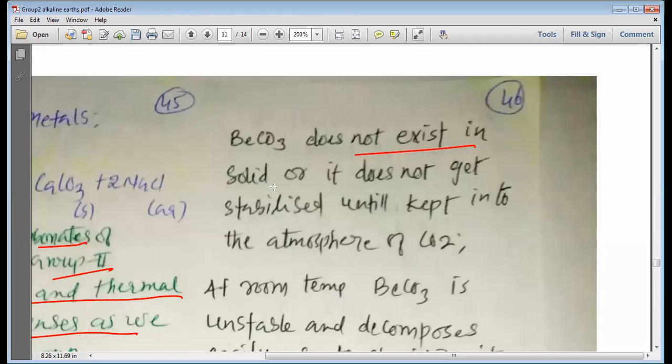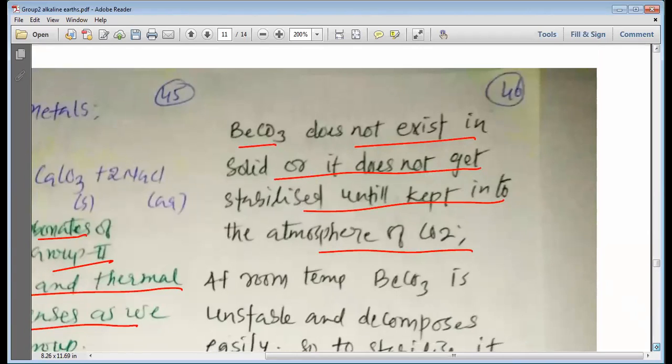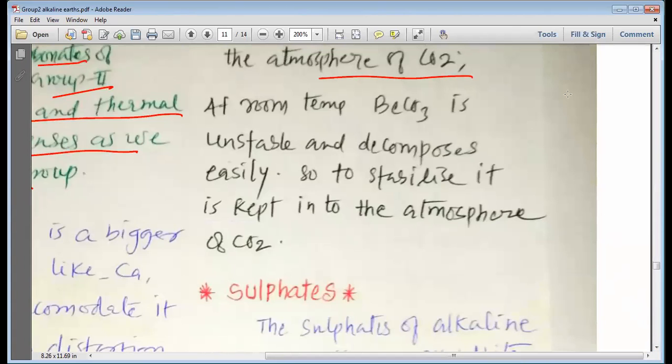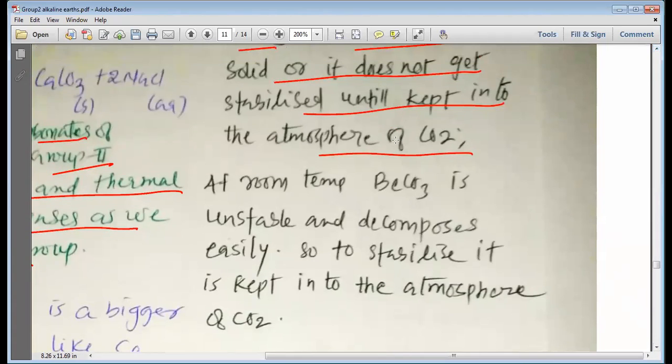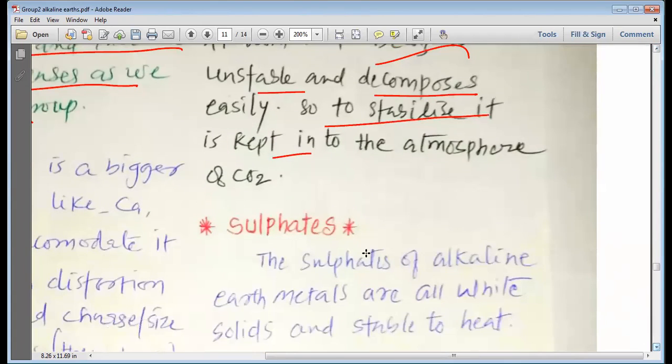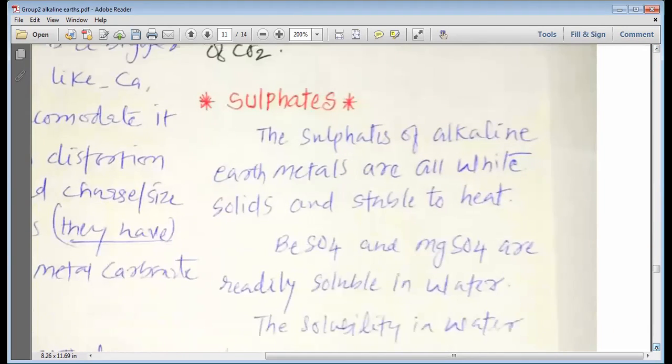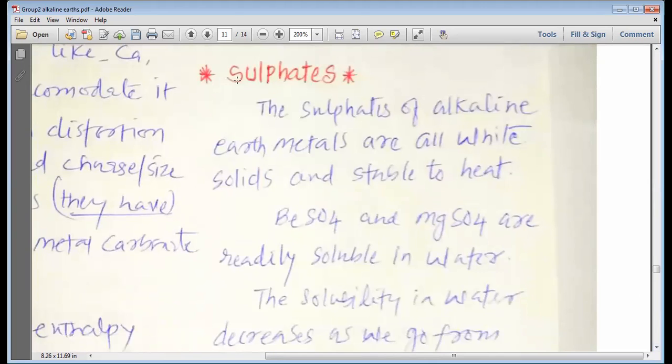BeCO3 does not exist in the solid state, or does not get stabilized, until kept in an atmosphere of CO2. So beryllium carbonate is not possible in the solid state because it is very unstable and decomposes at room temperature to produce beryllium oxide and carbon dioxide. At room temperature BeCO3 is unstable, so it decomposes easily, and to stabilize it, it should be kept in an atmosphere of carbon dioxide. So if you are asked why beryllium carbonate is kept in a carbon dioxide atmosphere, you can answer this question.